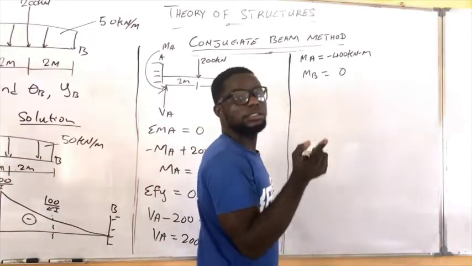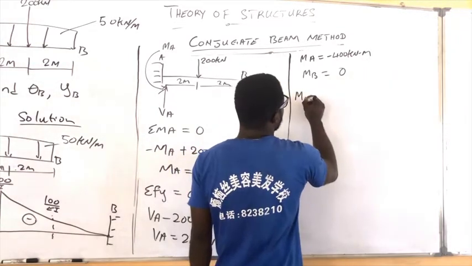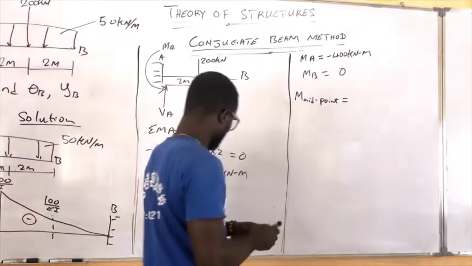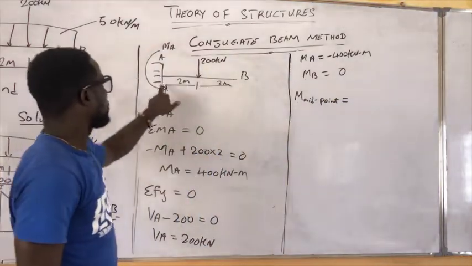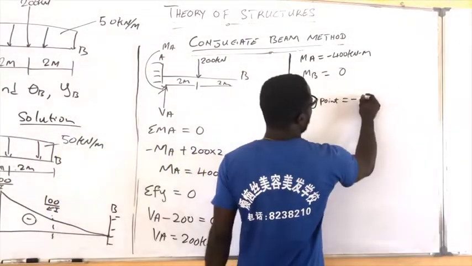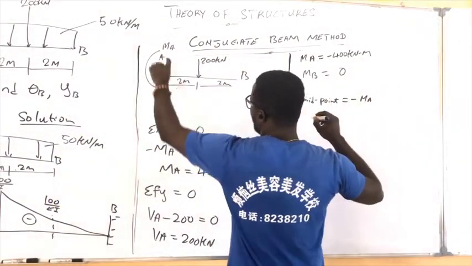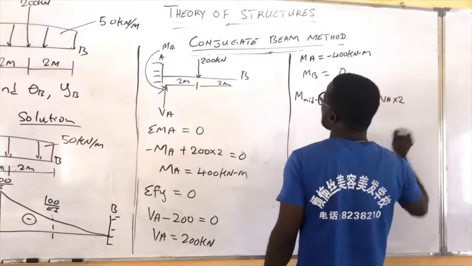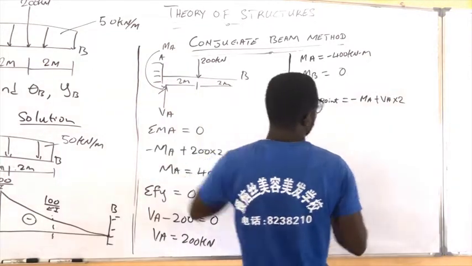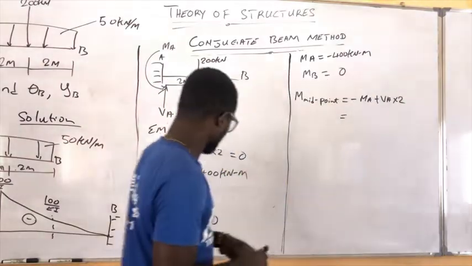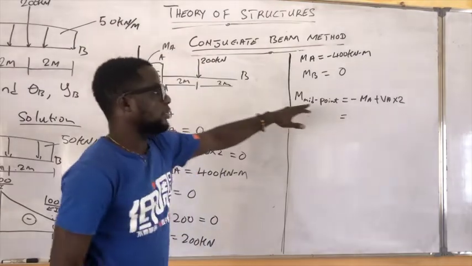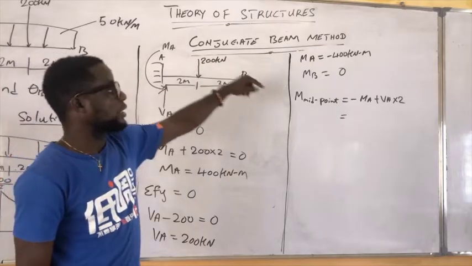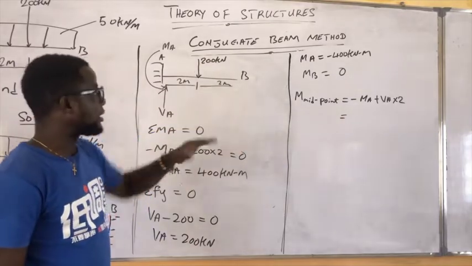So we have to calculate the bending moment at the midpoint. This is equals to, so we have negative MA plus VA times 2. The MA goes in anti-clockwise direction, then the VA goes in the clockwise direction.